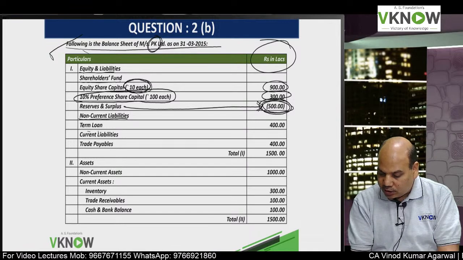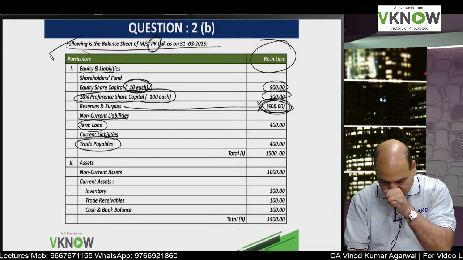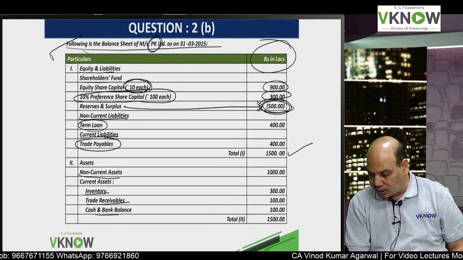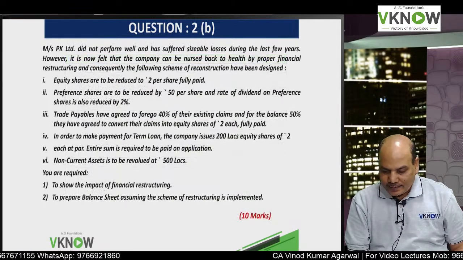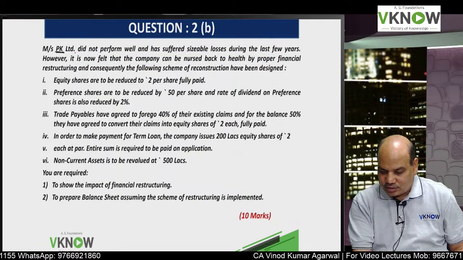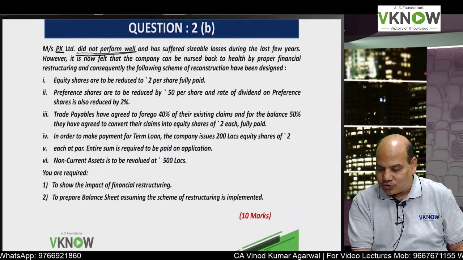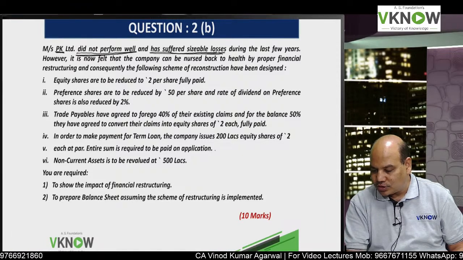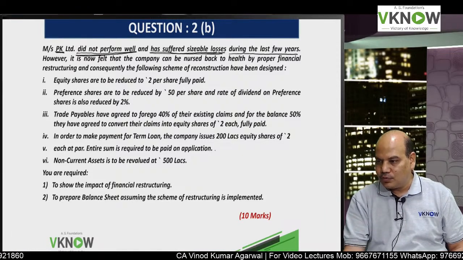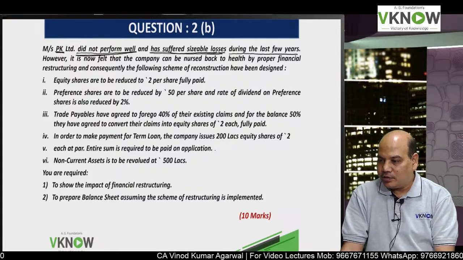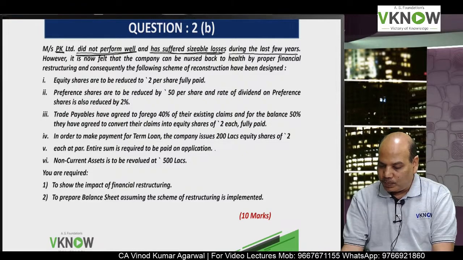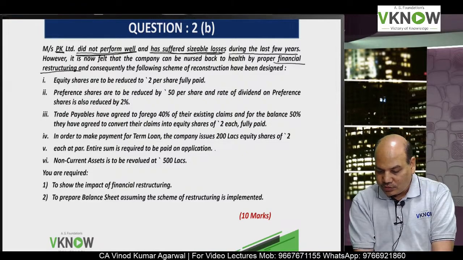Under non-current liability, you have term loan. Current liabilities, you have trade payable. And then total. Asset side, non-current asset, inventory, receivable, cash. Messrs. PK did not perform well, so sad, and has suffered sizable loss, again so sad, during the last few years. However, it is now felt that the company can be nursed back to health by proper financial restructuring.